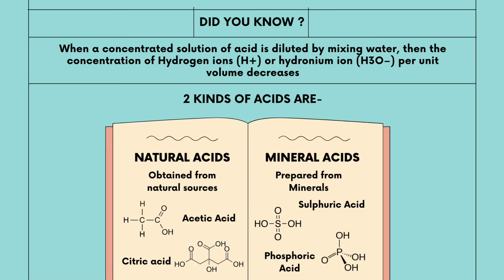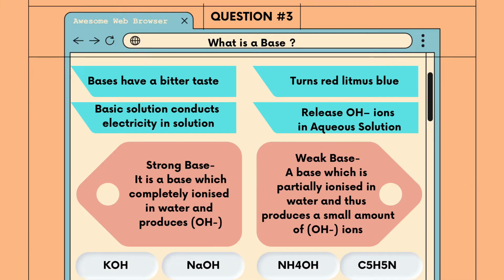Acids which are obtained from natural sources are called natural acids or organic acids. Examples are acetic acid and citric acid, while acids that are prepared from minerals are known as mineral acids. Inorganic acids, man-made acids, or synthetic acids are also known as mineral acids. For example, sulfuric acid and phosphoric acid. That makes us question, what is a base?